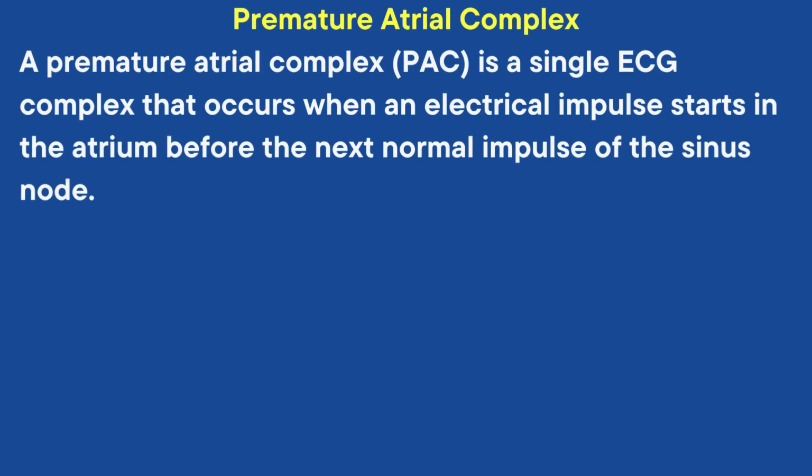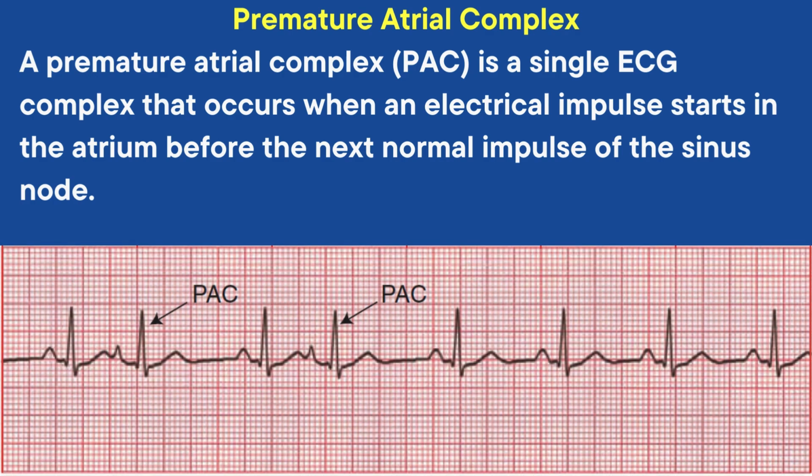First, we will see premature atrial complex. A premature atrial complex is a single ECG complex that occurs when an electrical impulse starts in the atrium before the next normal impulse of the sinus node. Premature atrial complexes are common in normal hearts. The patient may say, "My heart skipped a beat." A pulse deficit, that is, a difference between the apical and radial pulse, may exist.